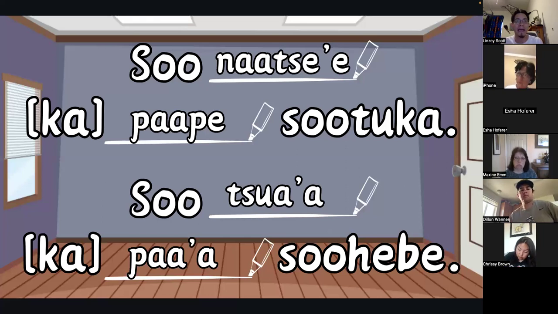If you were to say, sunatsi ikapapi sudukka, that means the boy wants to eat the papi. Papi, remember from last class, was that pine nut kind of soup, pine nut mush type of a meal. And the second sentence at the bottom, sutsa akapa suhibi, means the girl wants to drink the water.